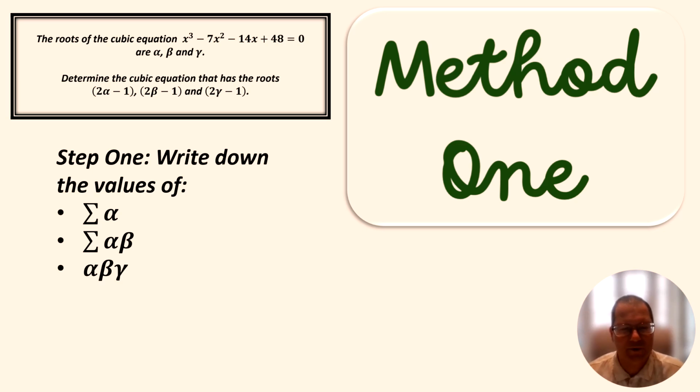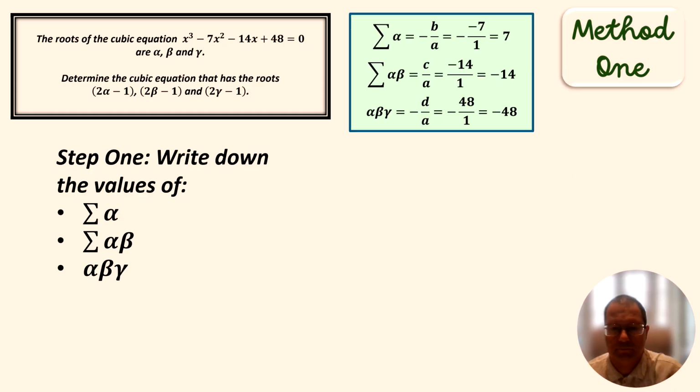For method one, the first step, as per usual, is to write down the values of sigma alpha, sigma alpha beta, and alpha beta gamma. As we know, sigma alpha is given by negative b over a, which in this case is negative 7 over 1, which is 7. The pair sum is given by c over a, which in this case is negative 14. And the product is given by negative d over a, which in this case is negative 48.